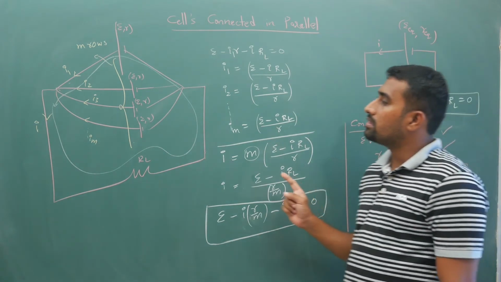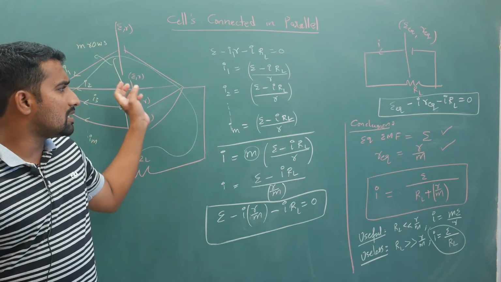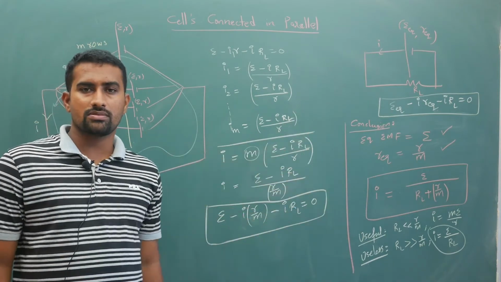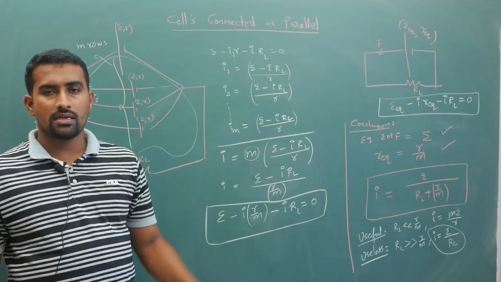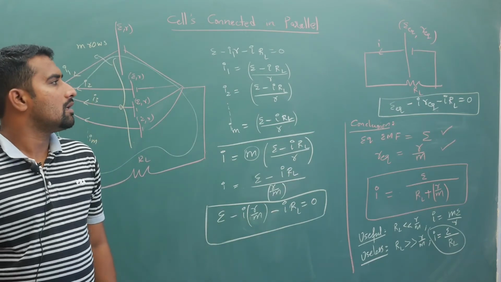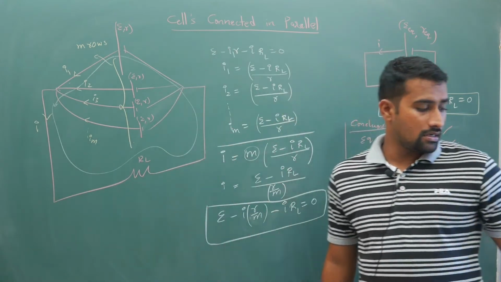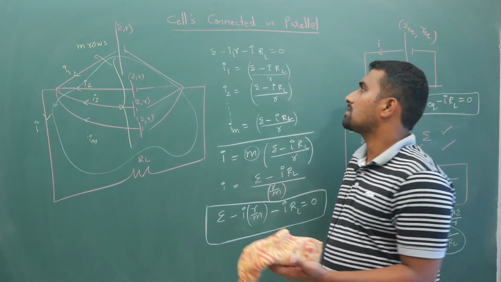So like this you have to replace. In the questions also, when there are multiple cells like this, you have to replace them with a single cell whose equivalent EMF is that much and internal resistance is that much. Now I hope I can erase this. Copy it down. Any doubts, just let me know.